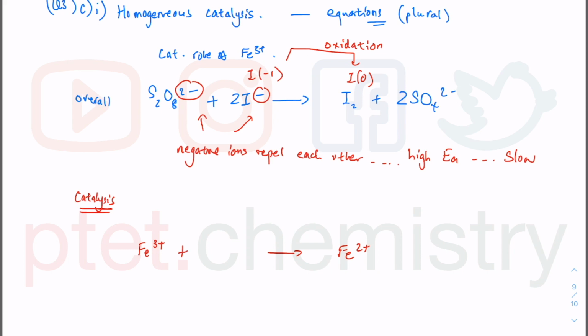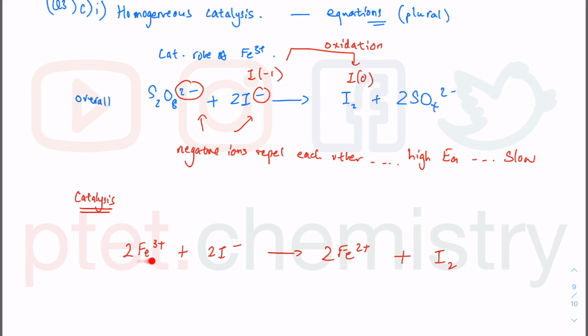So 2Fe3+ plus 2I- going to I2 plus 2Fe2+, to balance out the changes in oxidation number, and also to balance out the atoms. So this is 2 times plus 3 is plus 6, minus 2 is plus 4, and 2 times plus 2 is plus 4. Positive ions and negative ions, no more repulsion, much lower activation energy, alternative reaction pathway, much faster reaction. This is one equation.